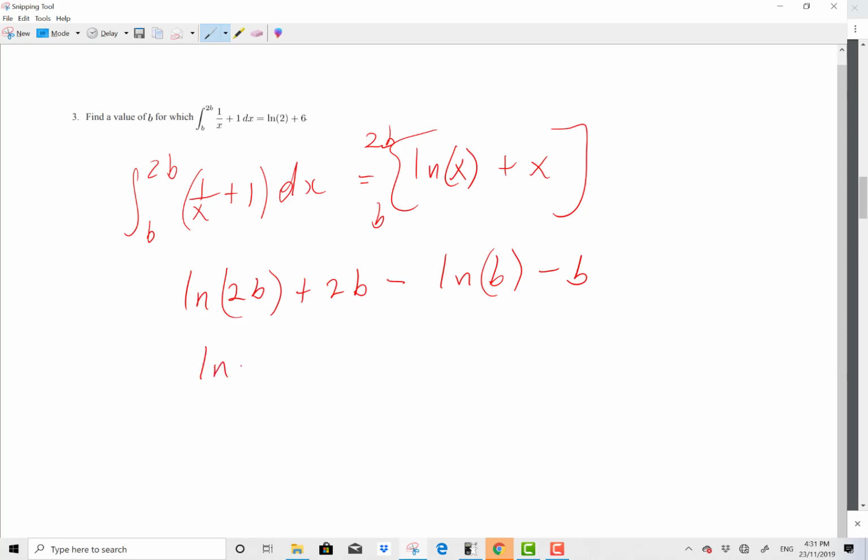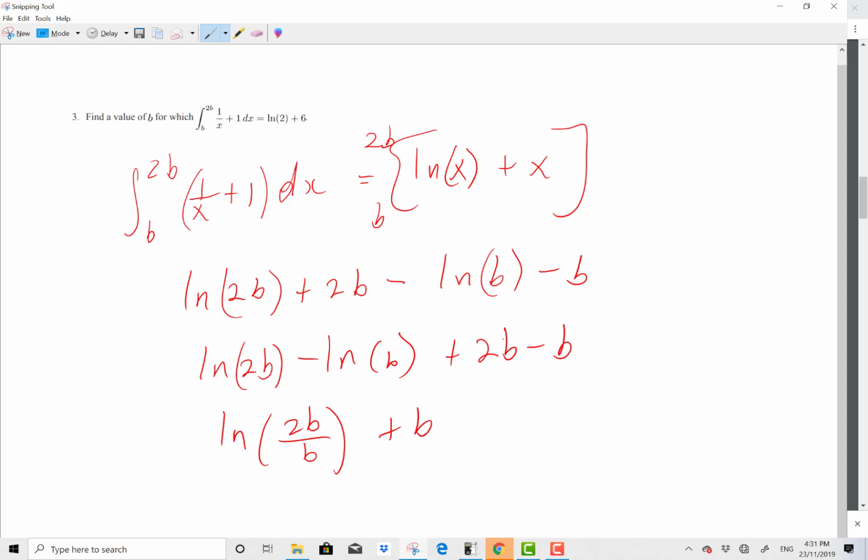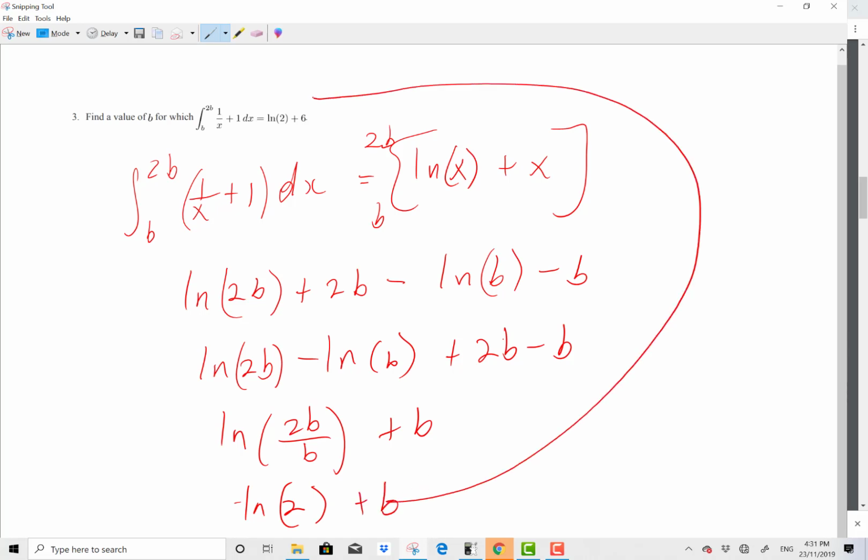So working this out, I get ln 2b minus ln b plus 2b minus b. This is going to be ln of 2b divided by b, using the laws of logarithms, because I'm subtracting and can divide those. The b from that is simply going to be b. So this here is going to be ln 2 plus b. Now if you notice, this expression matches that expression pretty nicely. So b here is obviously going to be equal to 6, and that completes number 3.